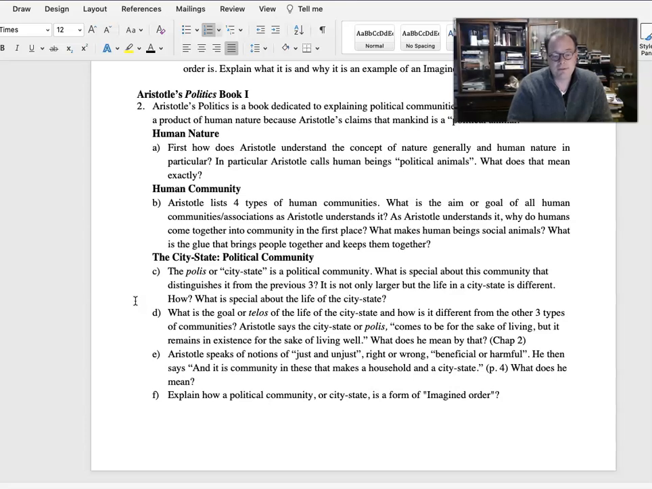And then F, combining these 2 readings, explain how a political community or city-state is a form of imagined order. So absolutely, once we clarify what an imagined order is, a polis is a prime example of an imagined order. And the question that's asked, in what way, how is it that a polis is an example of an imagined order?